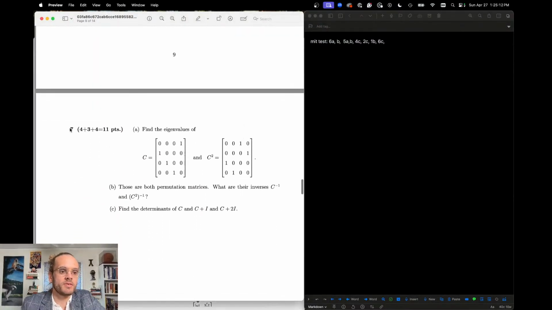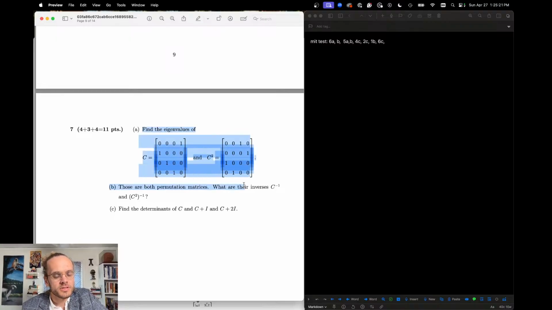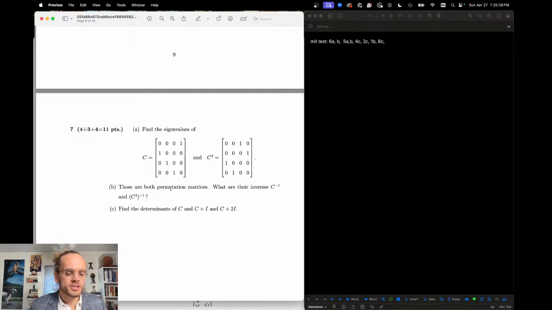All right, number 7, find the eigenvalues of these. Those are both permutation matrices. What are their inverses? So find the eigenvalues of these matrices. How did I do on number 7?